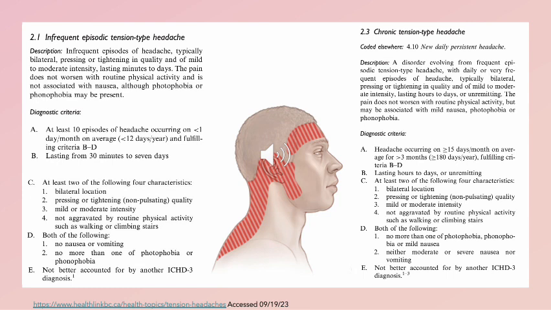Okay, so here we go. This is the criteria. On the left, I have episodic criteria. On the right, I have chronic criteria. The difference between episodic and chronic headache is that episodic headache would be causing head pain on less than 15 days a month, and chronic would be causing head pain on more than 15 days a month.